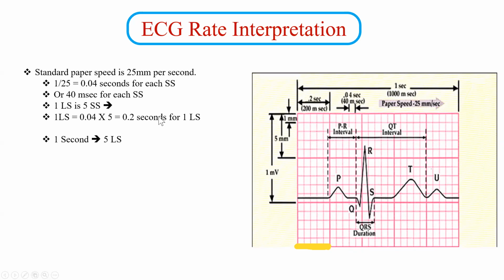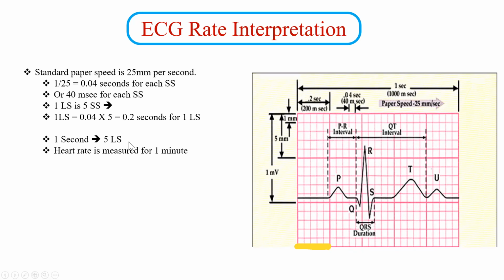All right, so for one total second, how many large squares would be ejected? If each large square needs 0.2 seconds, meaning I need 5, for 1 second, it will eject 5 large squares. So in 1 second, the ECG machine will eject 5 large squares.